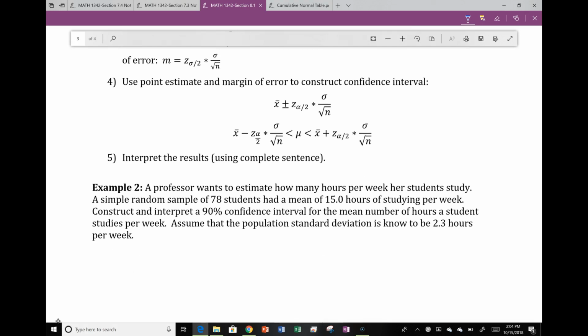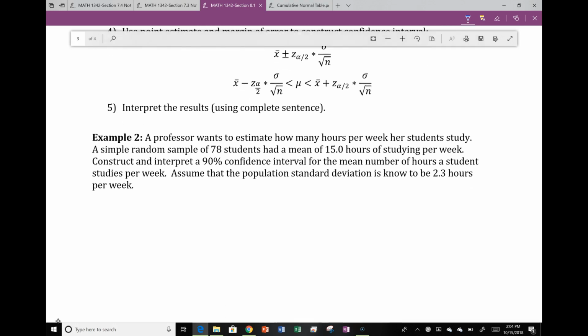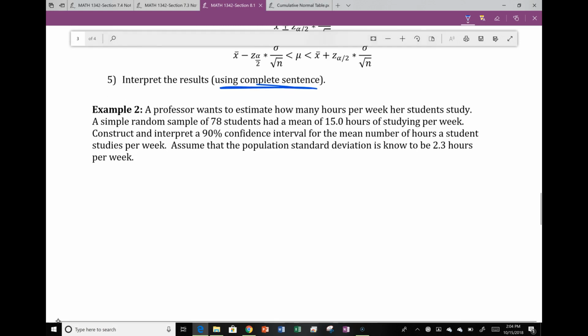So whenever we want to actually construct the confidence interval, we add and we subtract the margin of error, z times the standard deviation divided by the square root of n, from the sample mean. And we want to interpret our results. Notice it says using complete sentences. Please make sure that you are writing comprehensively, not just the confidence interval is. Pay attention to what you're working with, okay?